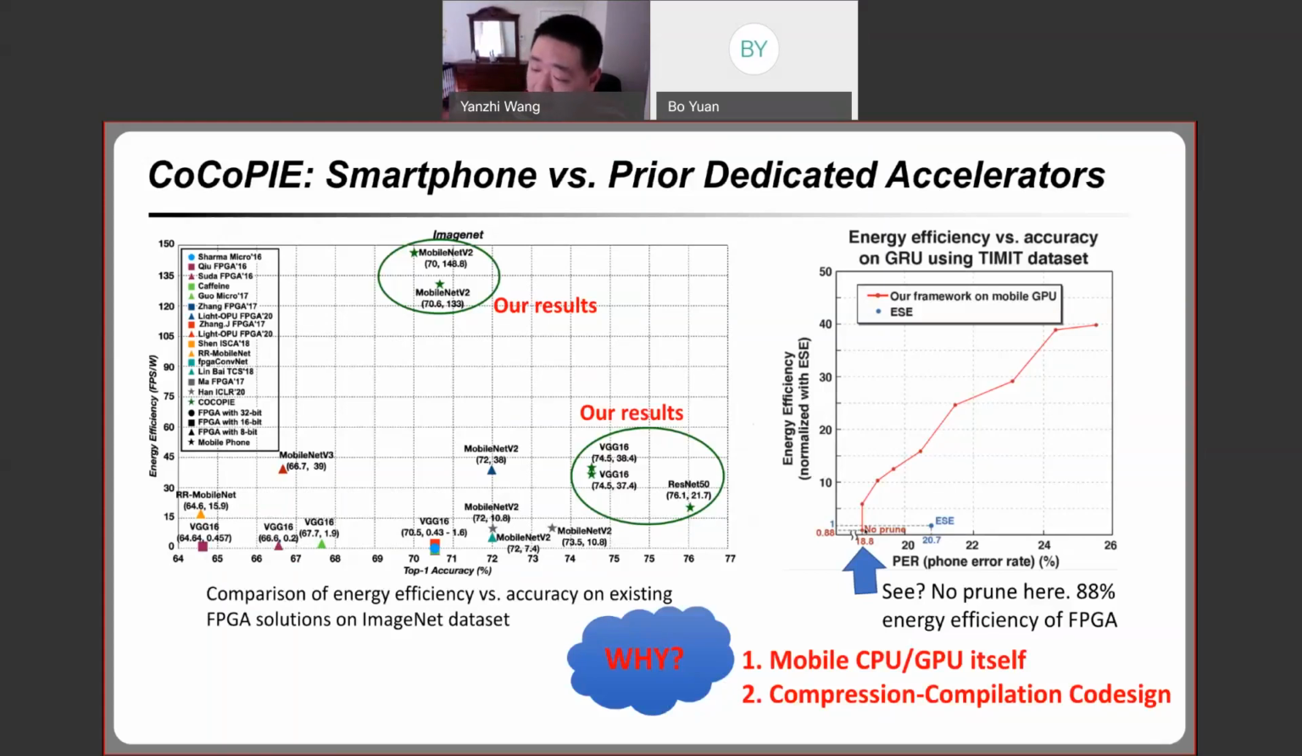So the mobile phone itself is energy efficient. It's just that people previously believed it has limited support for models and cannot achieve real time, so people do not recognize this. So rather than saying that our framework can achieve a higher accuracy, it's better to say that our framework can realize the high potential of mobile devices and make them have great potential in the future.